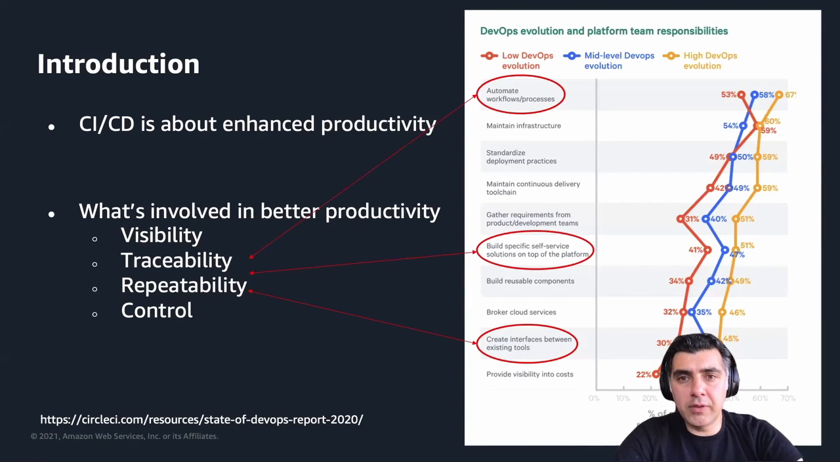Now, if you look at the State of DevOps report for 2020 that came out, the majority of the work that the DevOps engineering teams do, regardless of the size and the state of the evolution that they're in, is around automating workflows and processes, building specific self-service tools for their team so that they can better track the rollout process of their software system, and also creating interfaces and integrations between different systems that they have in place so that they can improve visibility and traceability, right?